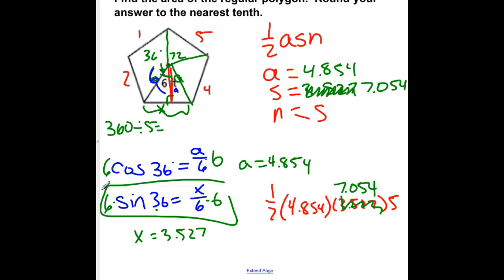So try it again. We go 1/2 times 4.854 times 7.054 this time times 5, and we get that area to be 85.6, and I think our label was inches squared. Okay, it was a little bit weird and tedious, but we can use trig to help us out with that to figure out that area.